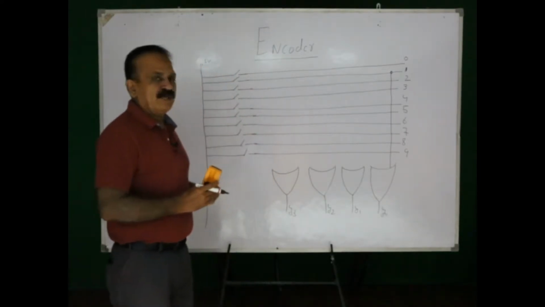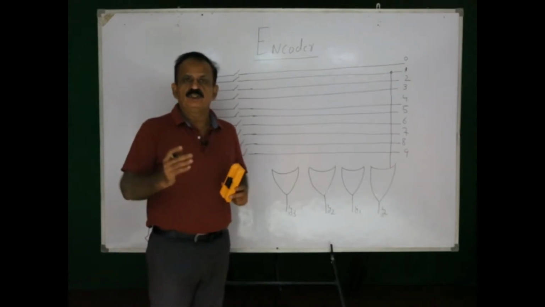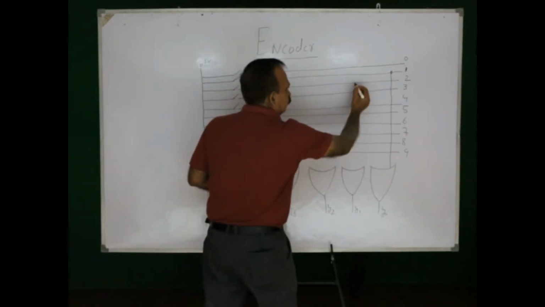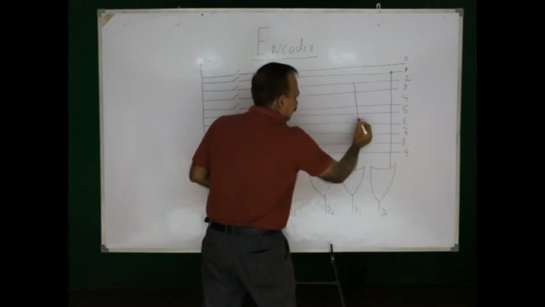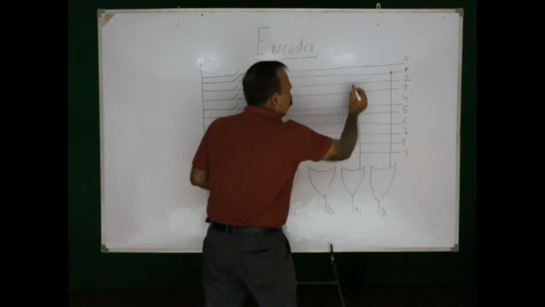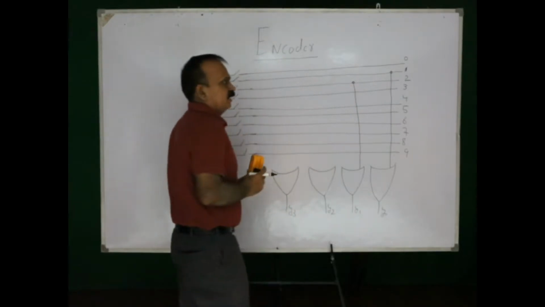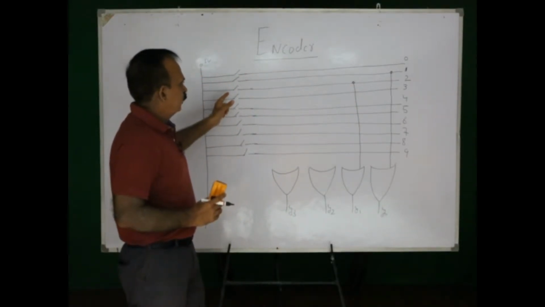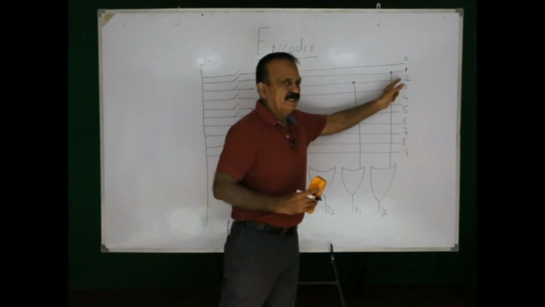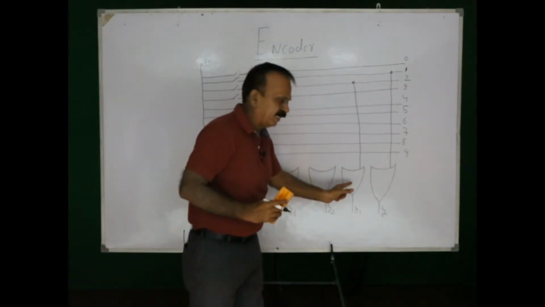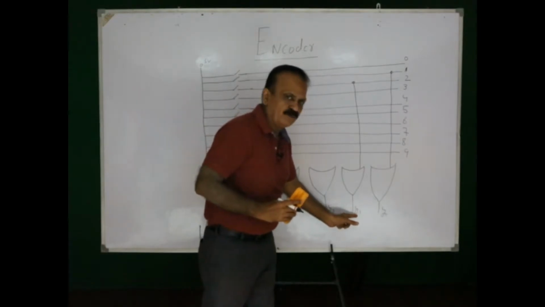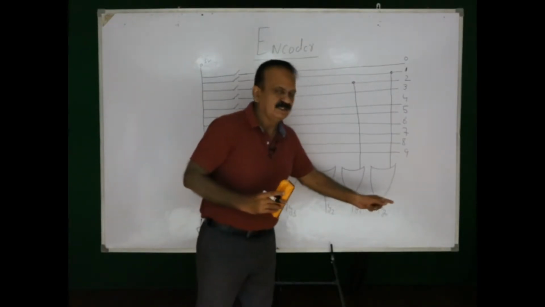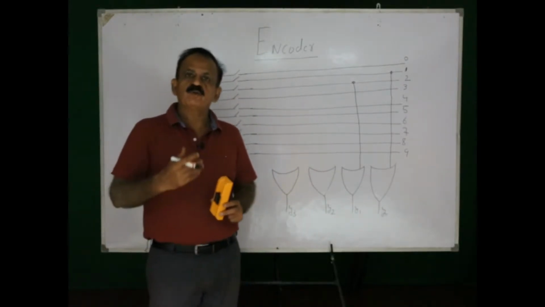Now, binary equivalent of 2 is 0, 0, 1, 0. So, I will be connecting this gate with 2. Now, what will happen? If I press this key for 2, there will be current in this wire. This is connected to only this gate, that is why only this output will be high, and it will be 0, 0, 1, 0.